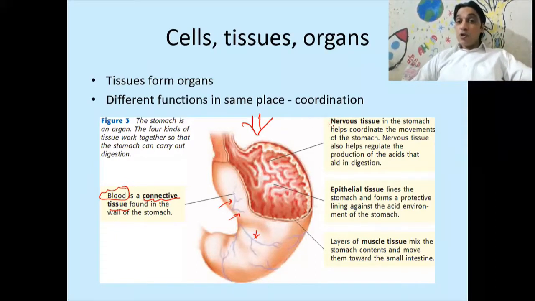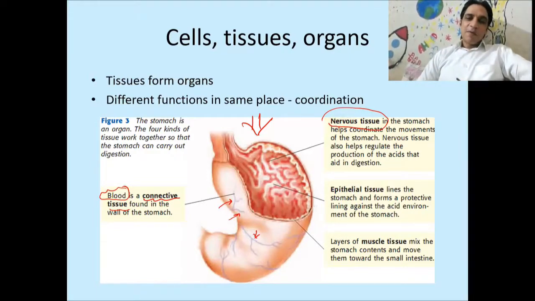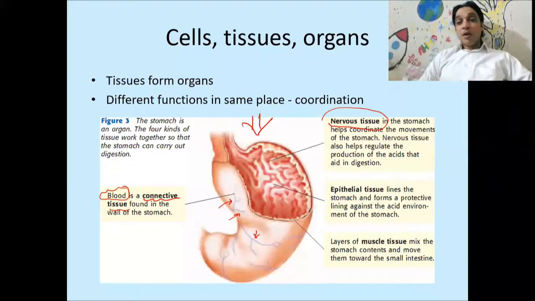Nervous tissues are also present within the stomach. That's very interesting, that our stomach is also carrying nervous tissues or neurons. Remember, nervous tissues are made up of neurons. They are required to regulate the function of the stomach. Why is the brain required to be connected with the stomach? Nervous tissues ultimately connect the organ with the brain.